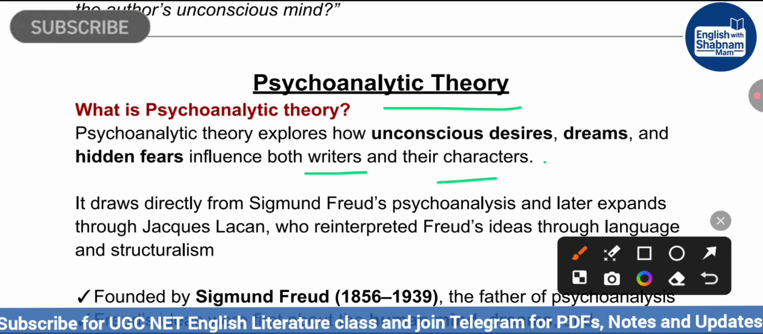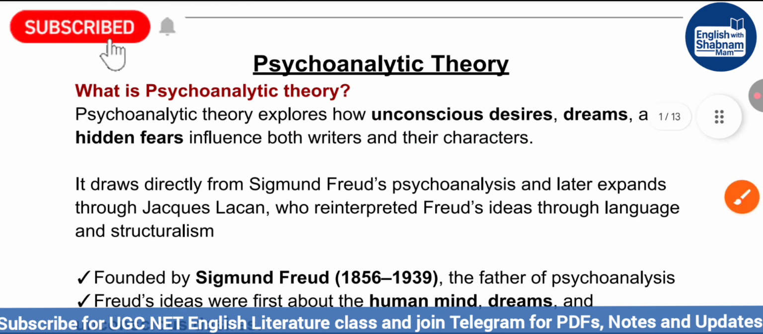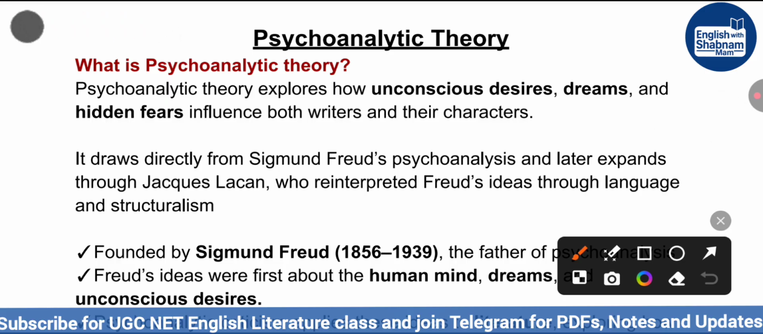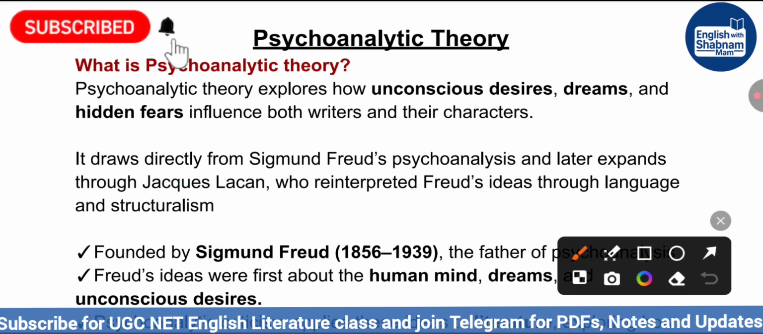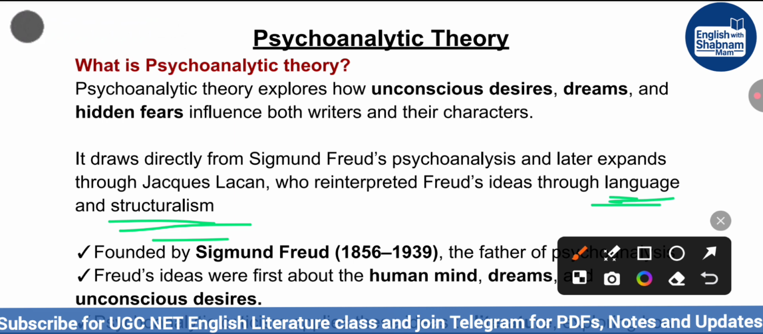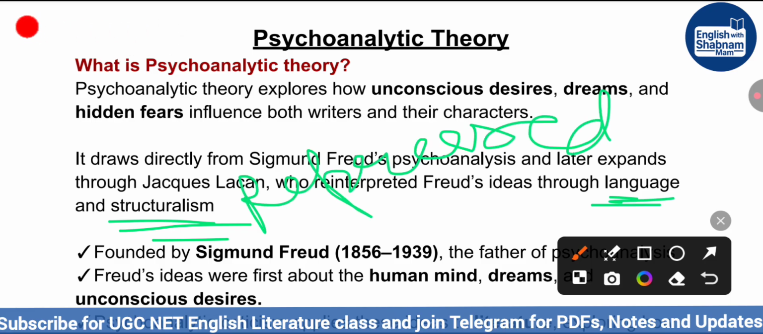We use psychoanalytic theory in literature to study the character's mind and the writer's interpretation, the writer's emotion. So psychoanalytic theory draws directly from Sigmund Freud's psychoanalysis, and later this theory was expanded by Jacques Lacan and Carl Jung. But they used this in a language and structuralism format. They interpreted Freud's ideas through language and structuralism. Remember, when Sigmund Freud used this theory, it was totally related to treating the mentality of a person. More, he talked about the dreams, the unconscious desires, the fears, the repressed. Remember the word repressed that we all have.